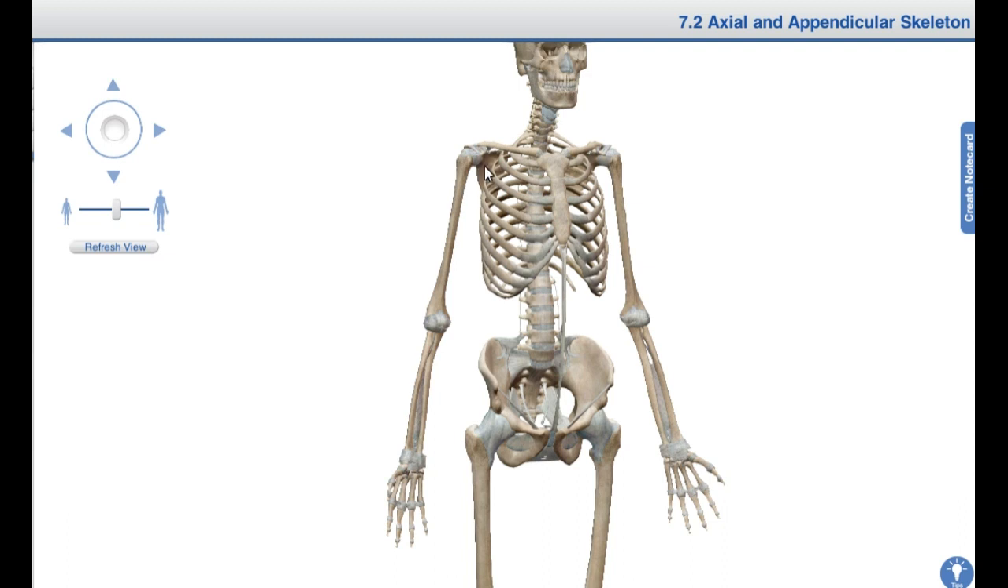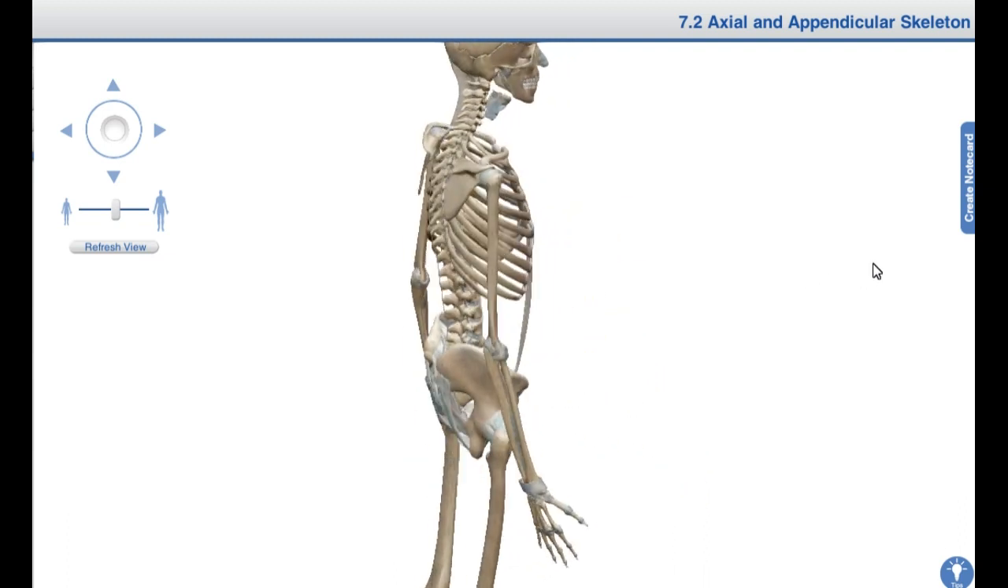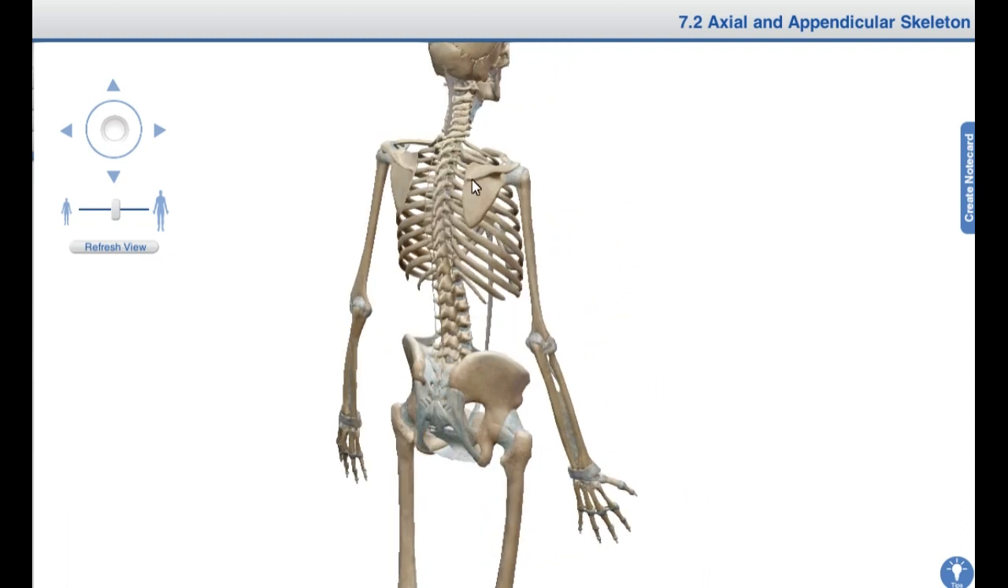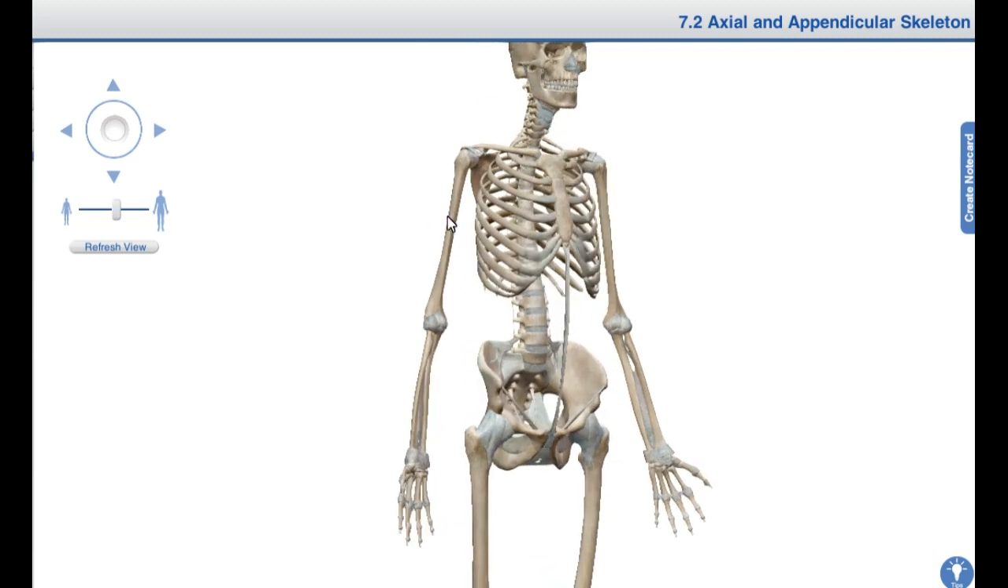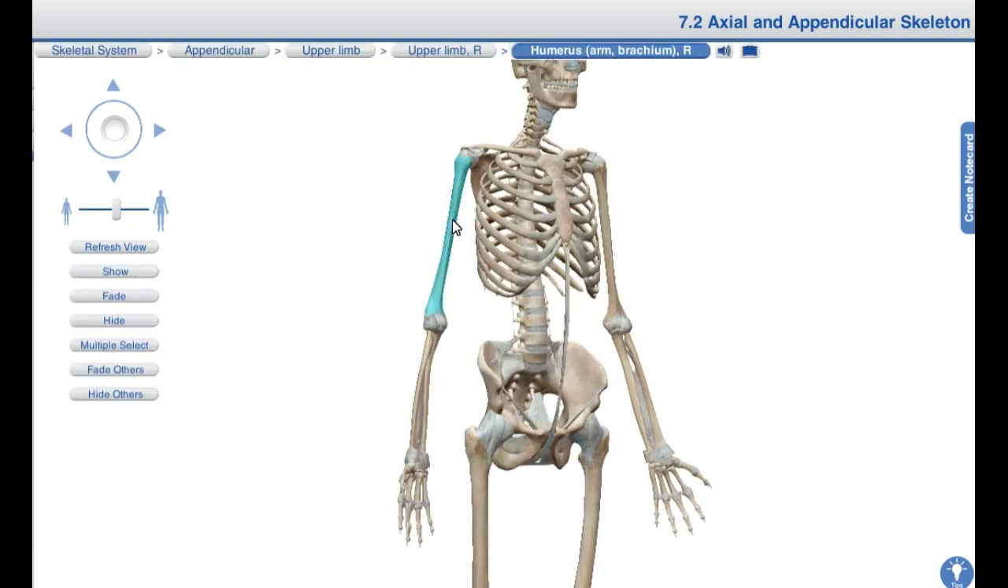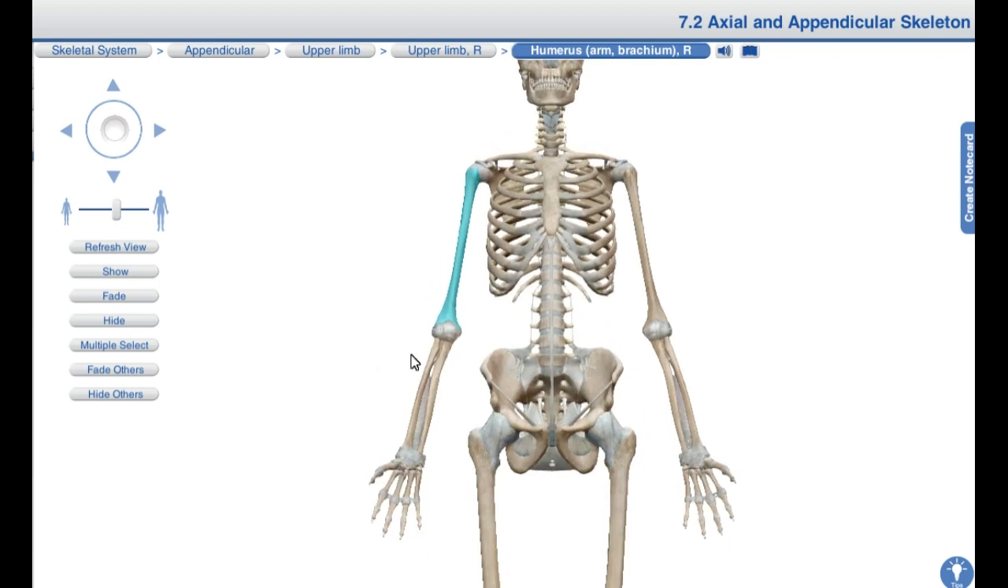This articulates with the scapula, this is called the shoulder girdle, and this is a ball and socket joint. In the upper limb we have the humerus, the arm, which is also called the brachium, the antebrachium or the forearm, which is also the radius and ulna, and the hand.